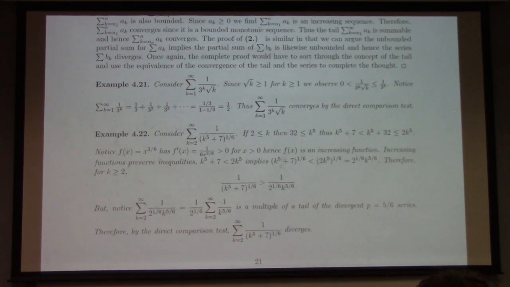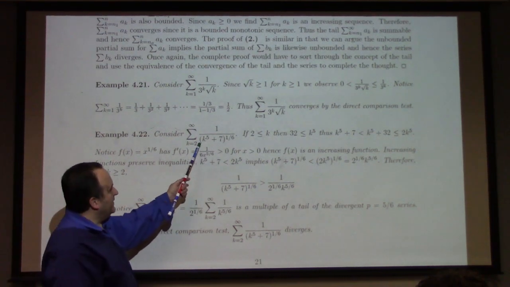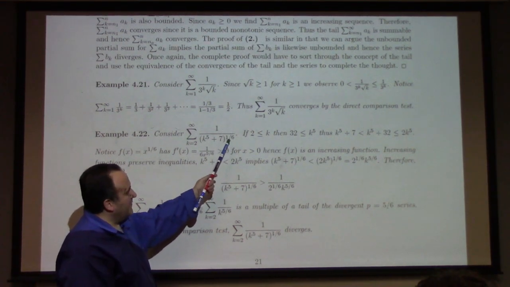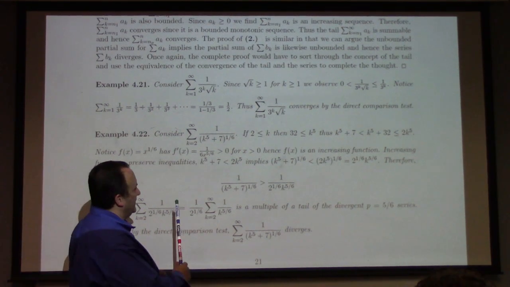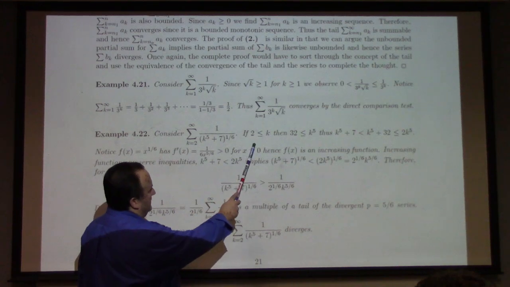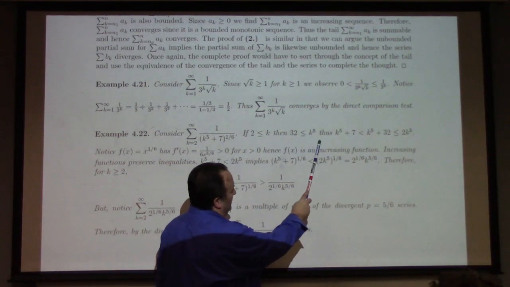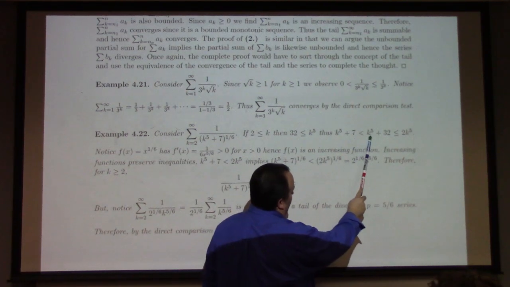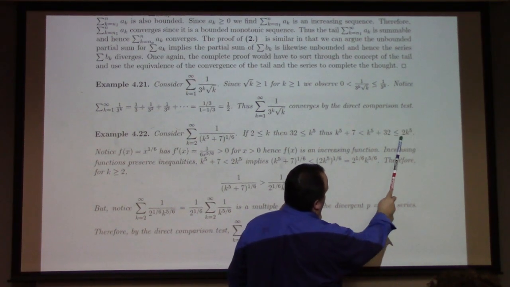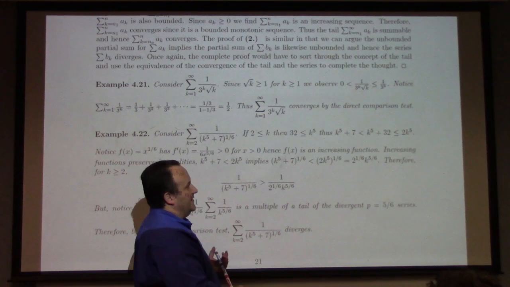That one was pretty easy. In terms of the inequality, we didn't really have to do any kind of justification of it, right? This one, on the other hand, 1 over (k to the 5th plus 7) to the 1/6th power, I felt like requires a little bit more thinking. If 2 is less than k, 32 is less than k to the 5th, which gives us this inequality. k to the 5th plus 7 is less than k to the 5th plus 32, which is less than 2 times k to the 5th. This is kind of a sneaky trick.